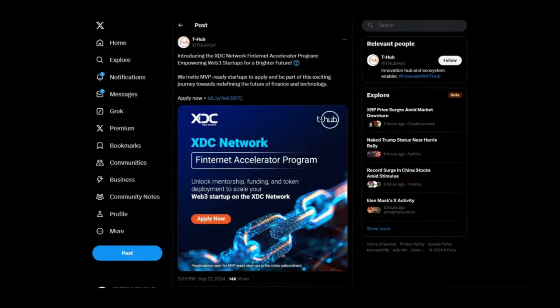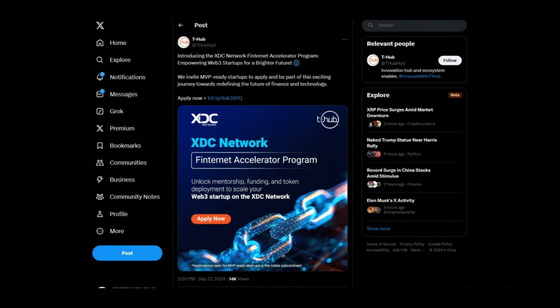Looking at a tweet from T-Hub, introducing the XDC Network Finternet Accelerator Program, empowering Web3 startups for a brighter future. So this is an amazing time to be alive, guys. If you've got an idea, get in, because the Finternet Accelerator Program is going to give you mentorship, funding, and token deployment to scale your Web3 startup on the XDC network, one of the best blockchains in the world.